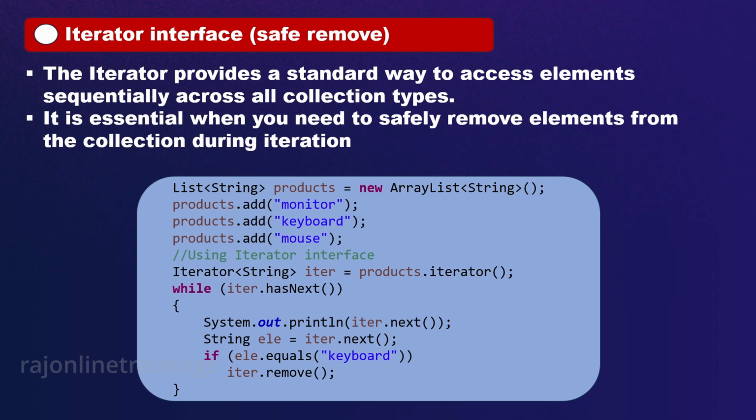Now again we are writing string element equal to itr.next. It's going to take the next element. Then if the element is keyboard, we can remove that element by using the method iterator.remove. So this is how we can safely remove elements from the collection. Like that, this loop will repeat for 3 times in this example.